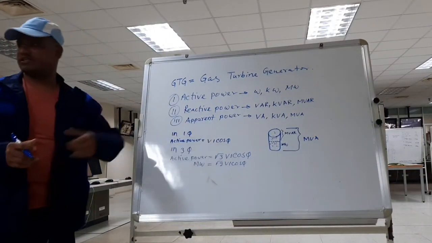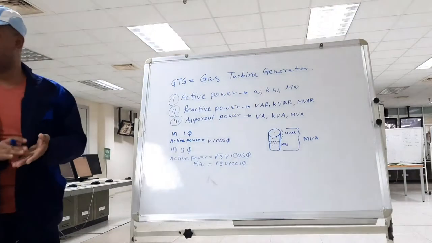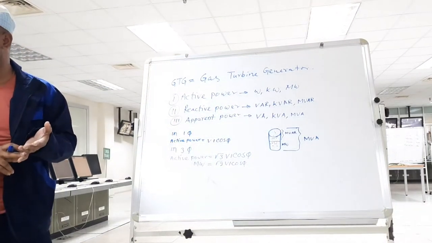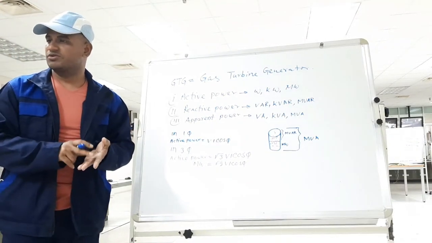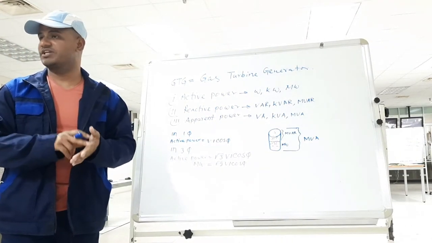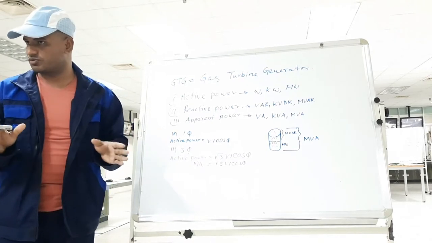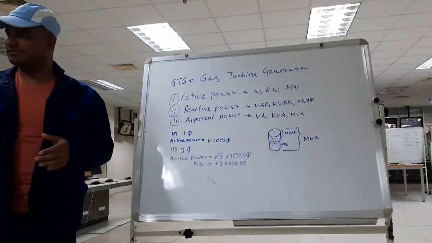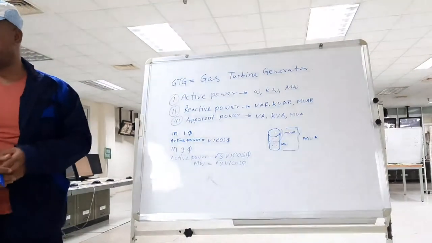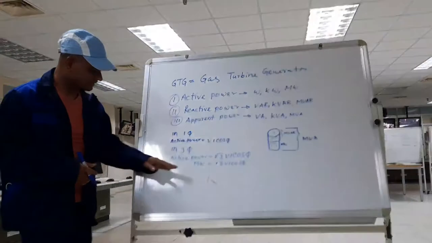And voltage. In our plant, there are four types of voltage. We are using 11 kV, 5.5 kV, 420 kV, and 220 kV. So we are using a total of four types of voltage. Now I will show you an example with this 11 kV voltage. After that I will show you one example with 5.5 kV, no problem.